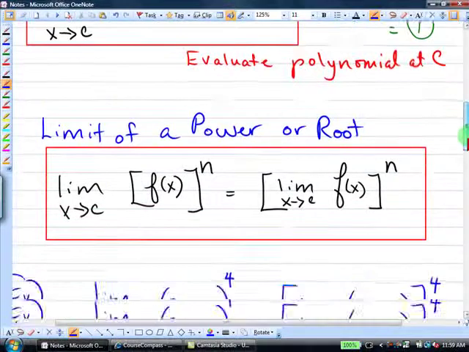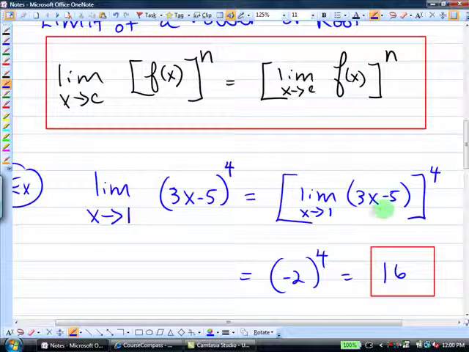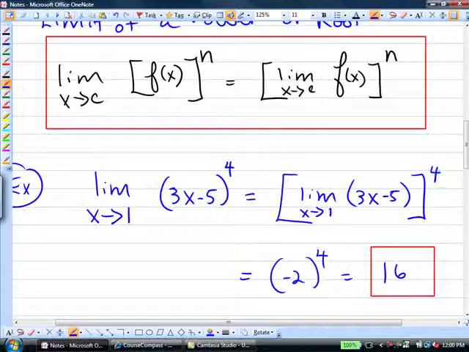So let's look at the example here. All right, the limit as x approaches 1 of (3x minus 5) to the 4th. Well, let's take the limit as x approaches 1 of 3x minus 5. We can plug in 1 and we get negative 2. Then negative 2 to the 4th power is 16. That's all it's saying.